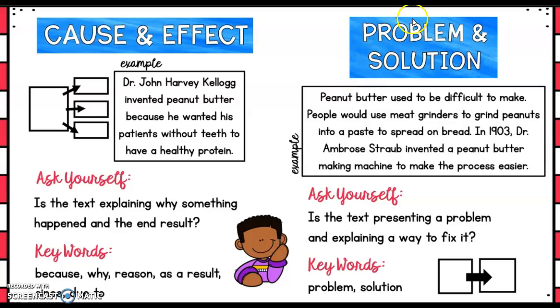And lastly, we're going to talk about problem and solution. So you will ask yourself, is the text presenting a problem and explaining a way to fix it? Peanut butter used to be difficult to make. So that's a problem right there. People would use meat grinders to grind peanuts into a paste to spread on bread. In 1903, Dr. Ambrose Straub invented a peanut butter making machine to make the process easier. So there's our solution. Our keywords, problem, solution, conflict could also be on there.